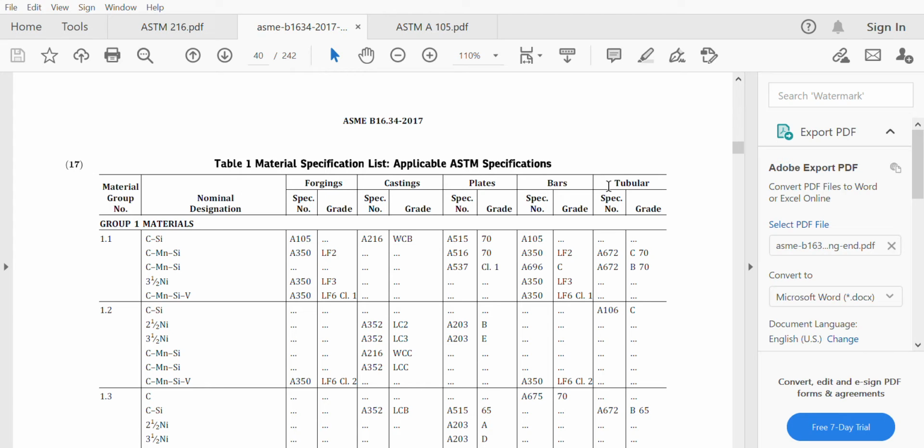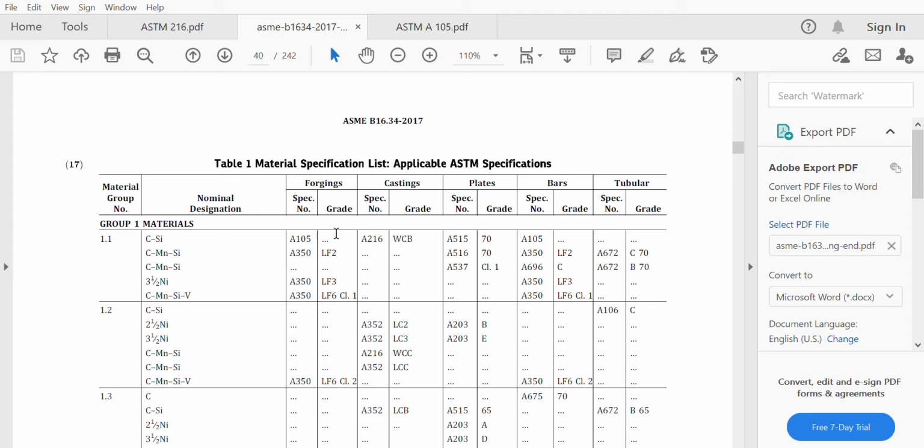We have seen that in ASME B16.34, within group number 1.1, which mainly designates carbon steel material, there are mainly two types of material. One is in the casting category, there is WCB and WCC, and in the forging category, there is A105.